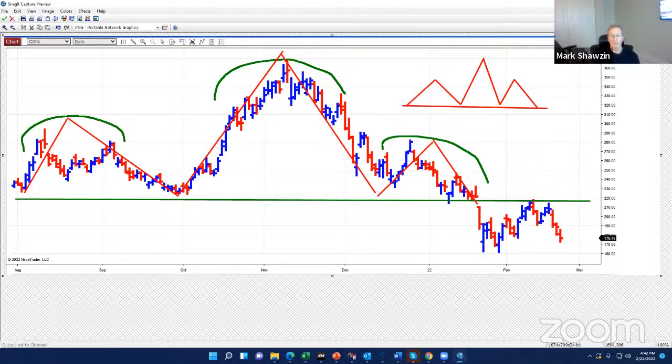When this is formed, the neckline is simply a line that is drawn through the entirety of the pattern. Once it goes through there, then it effectively starts confirming that this price pattern is on, that it is what it suggests it is, and that we are going to go lower. This is a reversal pattern that suggests that now the market's going to go lower.